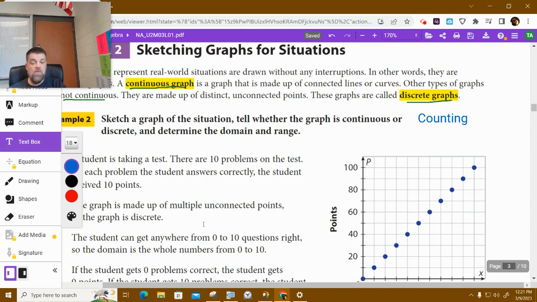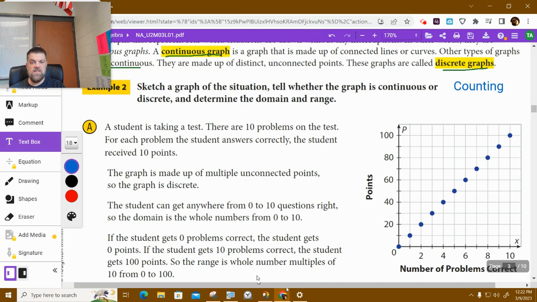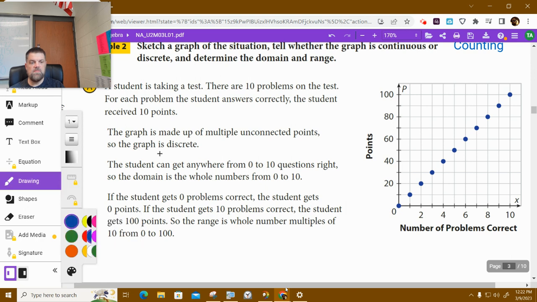Okay. So now we're going to sketch the graph of a situation that they have here and determine if it's continuous or discrete. And then we will figure out the domain and range. So it says a student is taking a test. There are 10 problems on the test. For each problem the student answers correctly, the student receives 10 points. The graph is made up of multiple unconnected points, so the graph is discrete. It's not continuous.